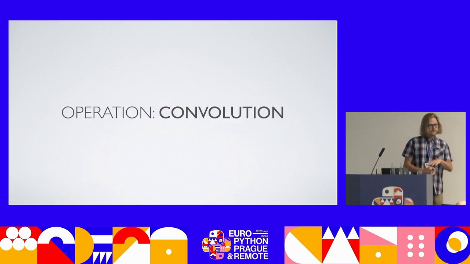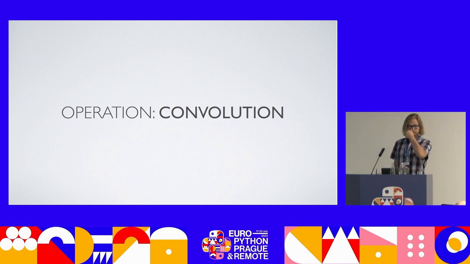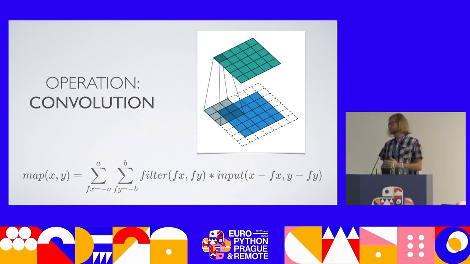So let's start with convolutional networks and the convolution operation. I already described it briefly. It's this operation that scans an image to produce an output image.